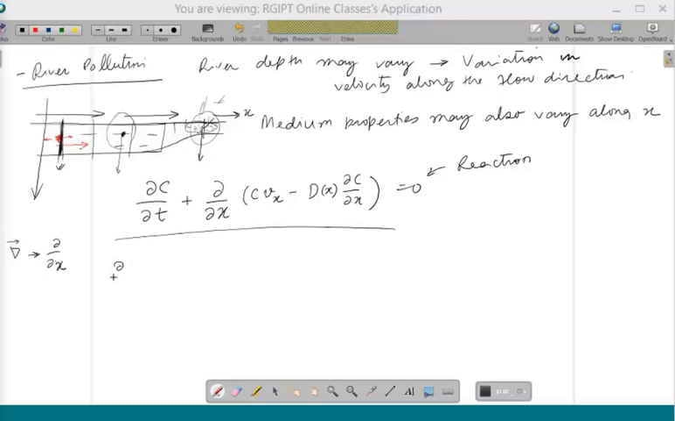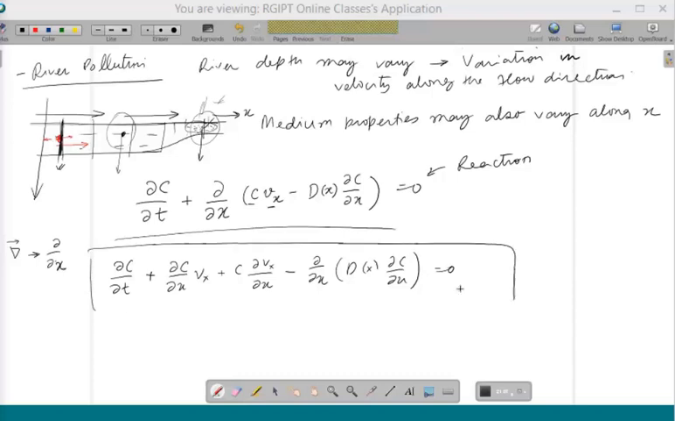Here, the complication we see is the following. You have both C and Vx varying with x. So del C by del x times Vx plus C del Vx by del x, minus del by del x of D del C by del x. This would be the governing equation.